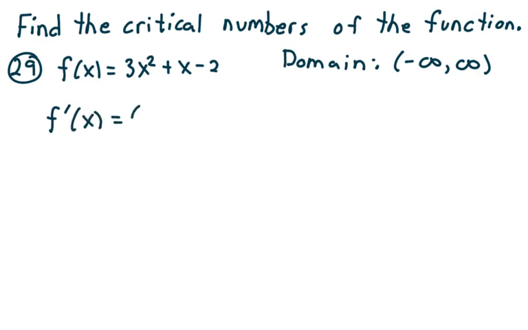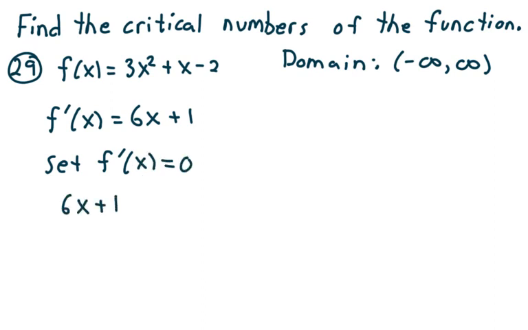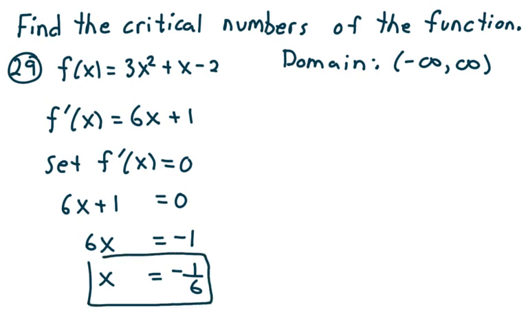The derivative is 6x plus 1. We're going to set f prime of x equal to 0. And so that says 6x plus 1 equals 0. 6x equals negative 1. If I solve for x, I get x equals negative 1/6. And I want you to notice that negative 1/6 is in the domain of the function f. And so what that tells me is that the critical number for number 29 is negative 1/6.